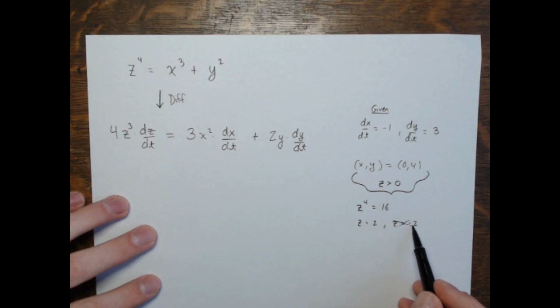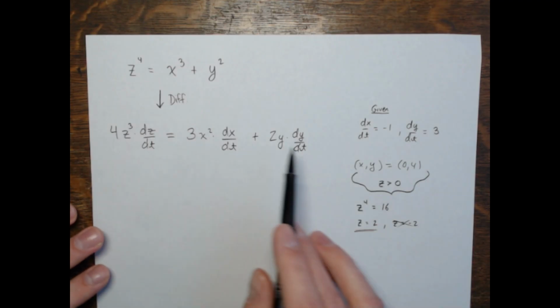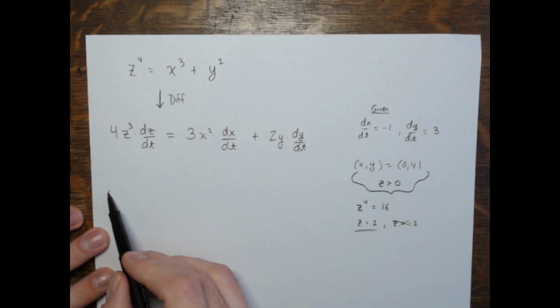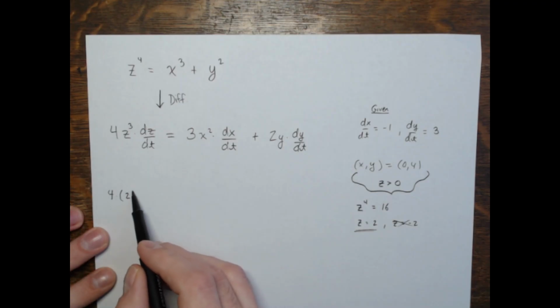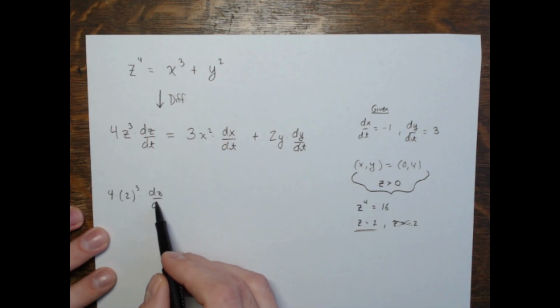And I don't want the negative 1, right? So there's the value of z. So now I have everything I need to find the dz/dt again. So I plug into this equation, we have 4 times z cubed, so 4 times 2 cubed, times our dz over dt.